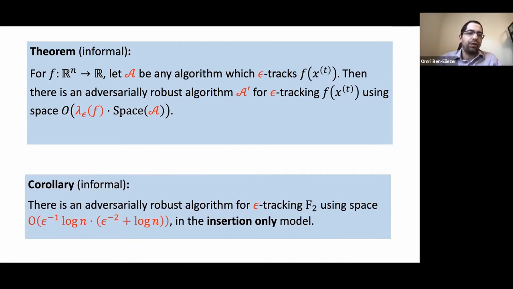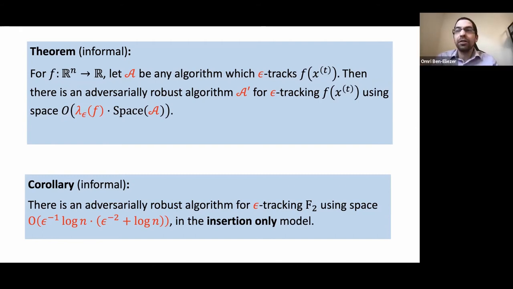So for example, if we apply this theorem to F2, there is an adversarially robust algorithm for epsilon tracking F2 using poly 1 over epsilon and log n space. And this works in the insertion only model. So just to understand, any function with a polynomial sort of range, your argument would work, right? I think if we consider insertion only, that's right.